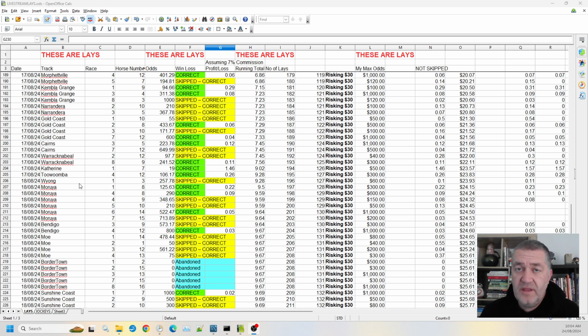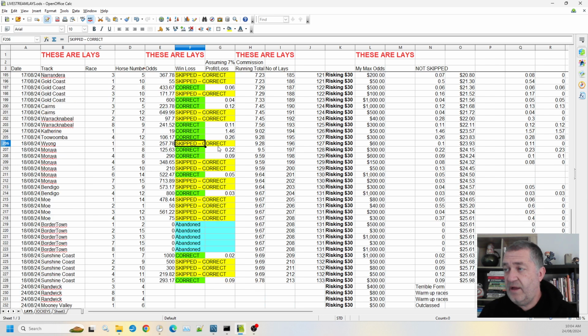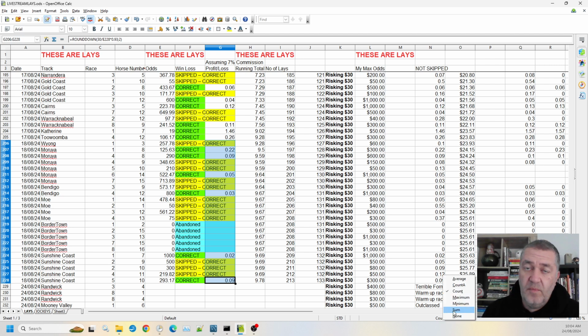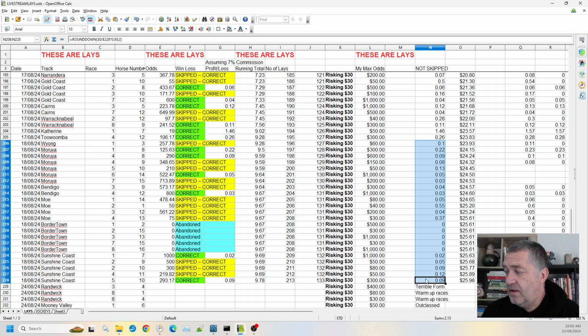So last Sunday's results, the 18th. We had quite a few selections, but many of those were either abandoned or skipped. If we have a quick look at the count, we only got six of them that met our odds and only brought in 50 cents on the $30 liabilities. Had we not looked at odds, the profit would have been $2.15 on that $30 liability.